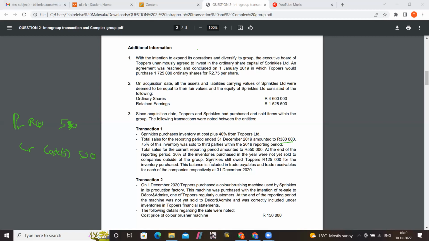Firstly, we know that the unrealized profit is contained in the inventories that were not sold, so in the closing stock. It told us that closing stock was 30%, so that inventory was not sold.